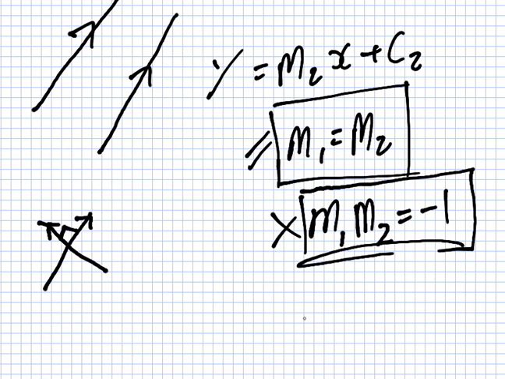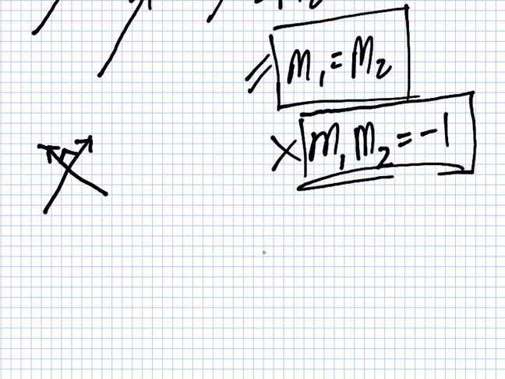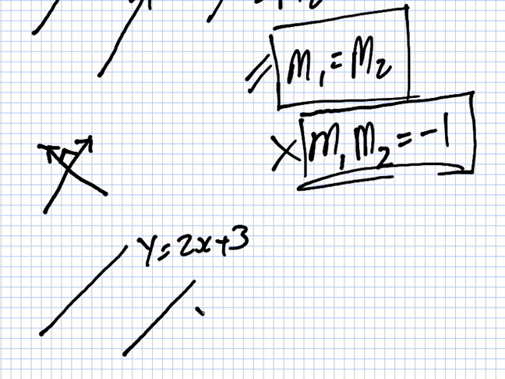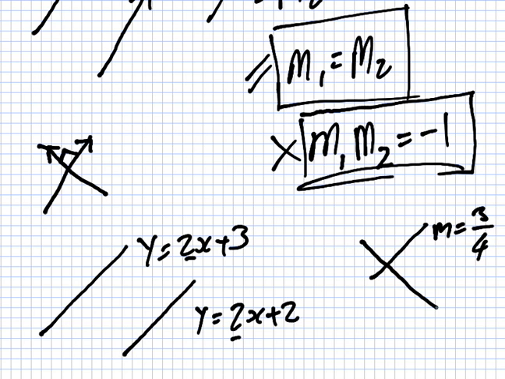Yeah, so it actually means you have, if you look here, let's say that this is y equals 2x plus 3, then this one here could be something like y equals 2x plus 2, because the m's must be the same. Now, let's say this line has slope of 3 over 4. What is the slope of this line, which is perpendicular to it? Minus 4 over 3. You change the sign and you flip it around.